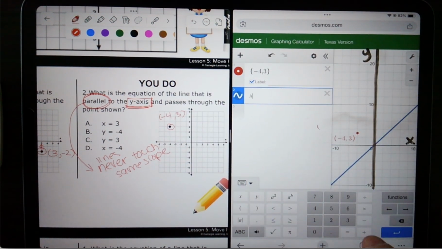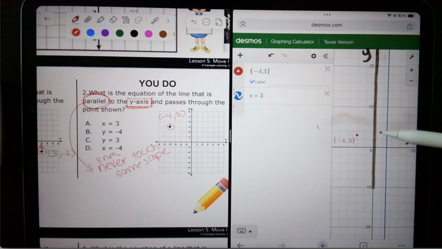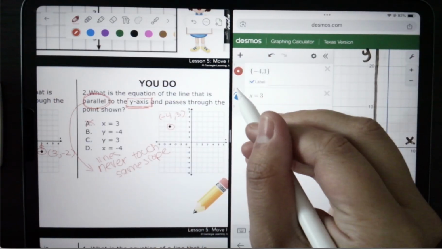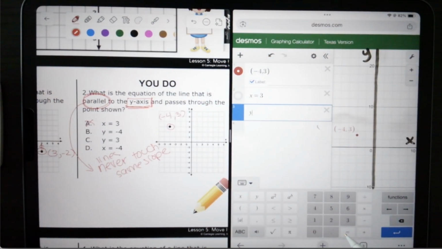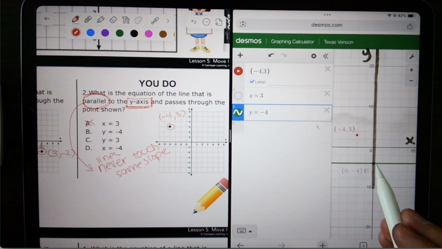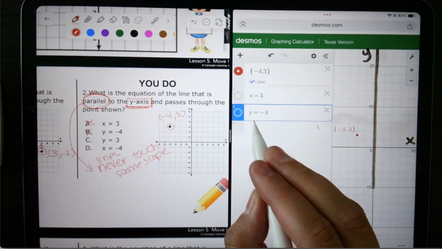So I'm going to graph x equals 3. So this blue line is parallel to the black line, but it does not touch my point. So we'll take that off. Now, y equals negative 4. This line is not parallel because it touches, that's perpendicular. So B can't be my answer.